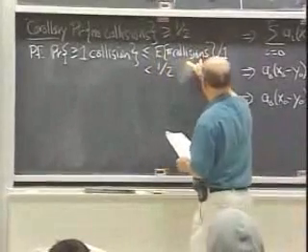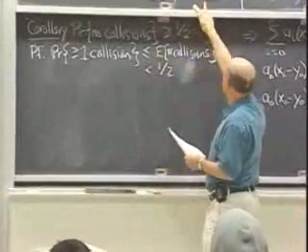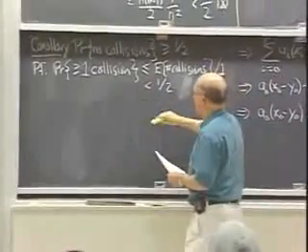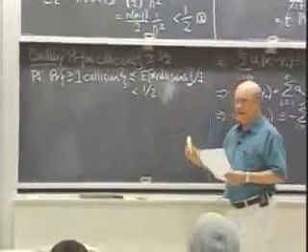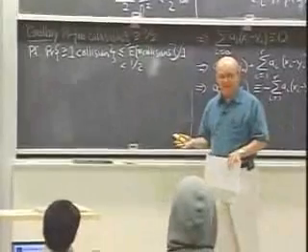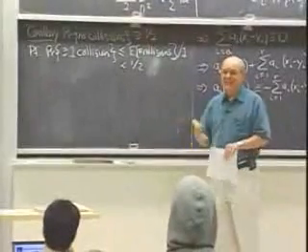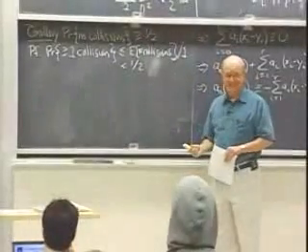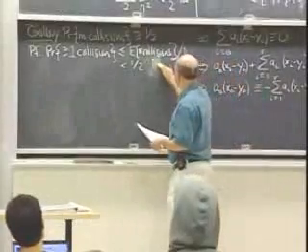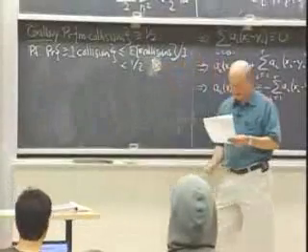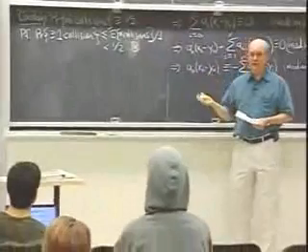Okay? And that is, by Markov's inequality, less than, by definition, the expected number of collisions, which we've already shown is less than a half. So the probability of at least one collision is less than a half. The probability of 0 collisions is at least a half. Okay? So we're done here.